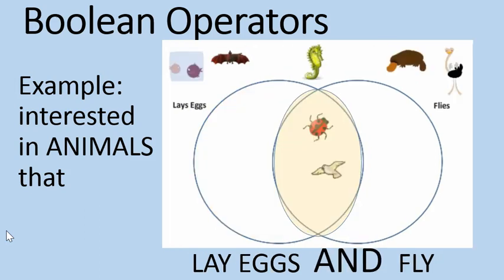Here's a representation of the Boolean operator AND. Here we see animals that both lay eggs and fly. Notice that this is the smallest subset. OR is the largest subset and NOT is in between.